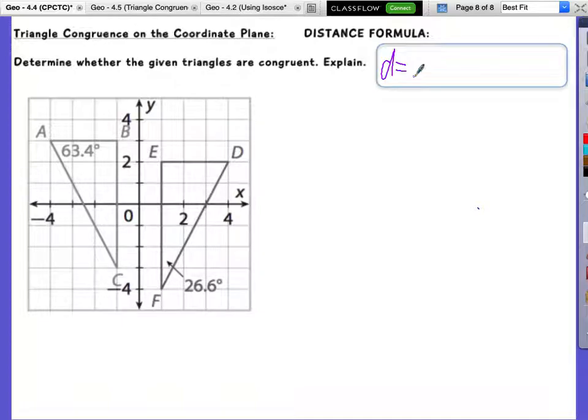It's distance over rise... Was it like both divided by 2 or something? d equals the square root of, parentheses, x2 minus x1, parentheses, squared, plus, parentheses, y2 minus y1, parentheses, squared. That's our distance formula. Write it down.